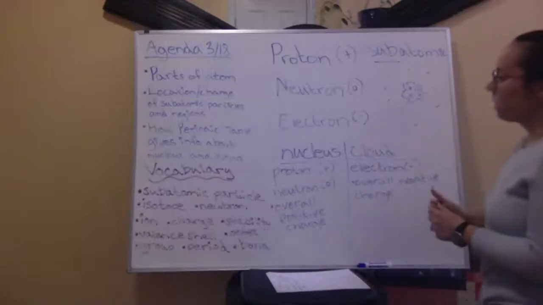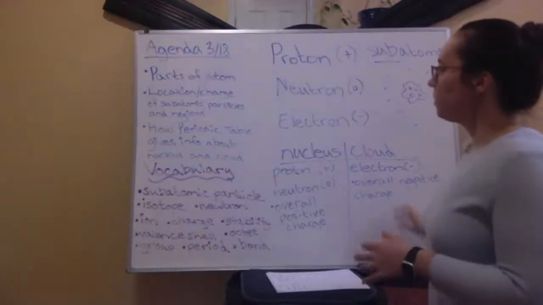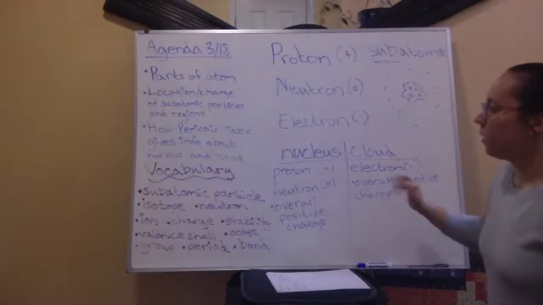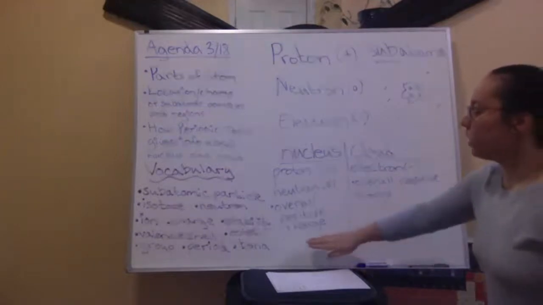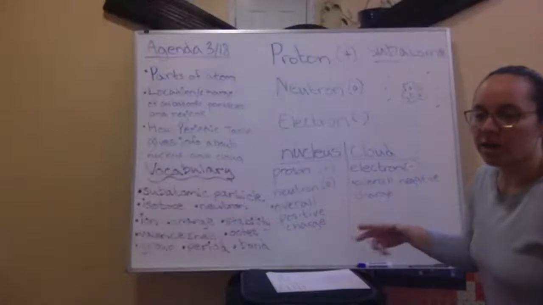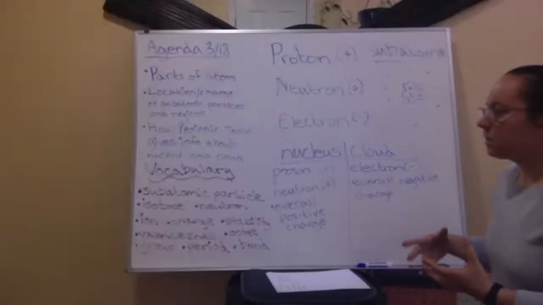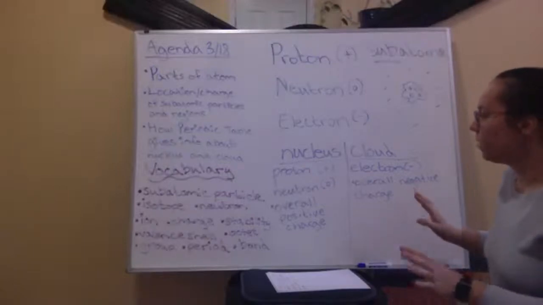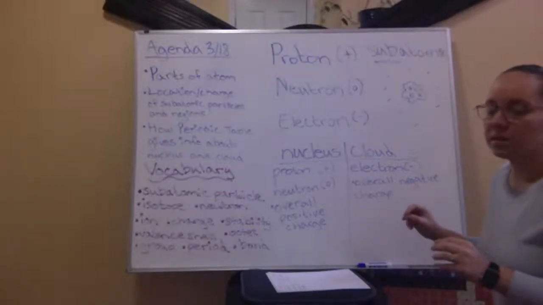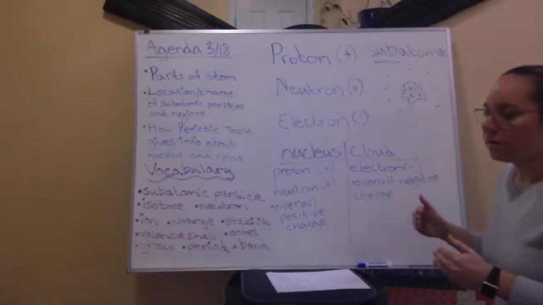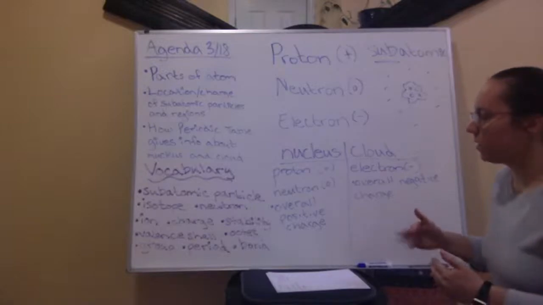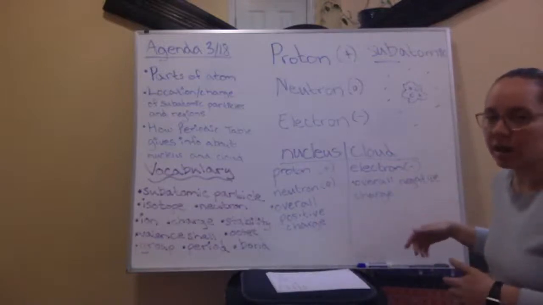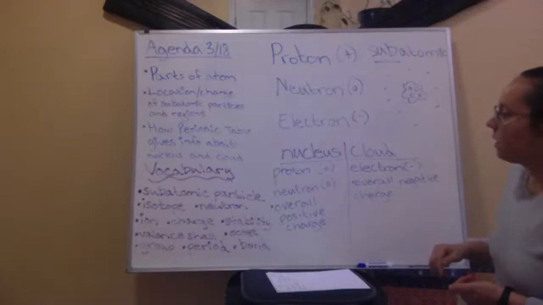Okay, so these are the three particles. We know their location within the atom. We know their charges. And then we also know the overall charge of the actual regions of the atom, okay? And this is important to specialize between the nucleus and the cloud, because the periodic table gives different pieces of information specifically for what you need to know about the nucleus and specifically for what you need to know about the cloud. So let's go ahead, get into that.